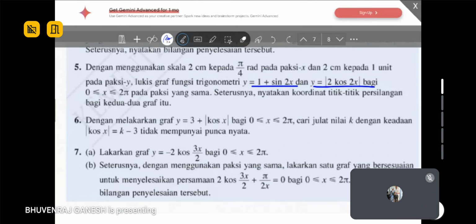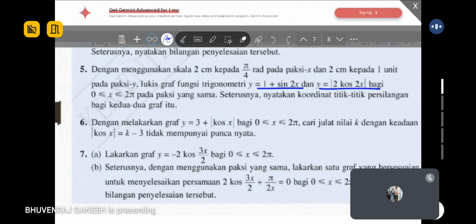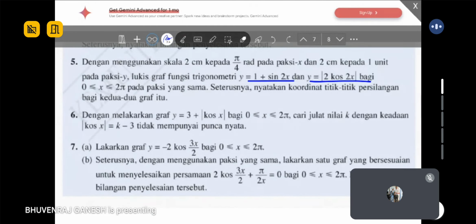So kamu kena tahulah macam mana nak bezakan dua graf ni bila lukis. Okay, because it's very similar. Sine graph, cos graph, bentuk dia hampir sama. Okay, so again, you must plot the points. Okay, kamu kena ikut skala. Follow the scale only. 2 to pi over 4 and 2 to 1 unit.